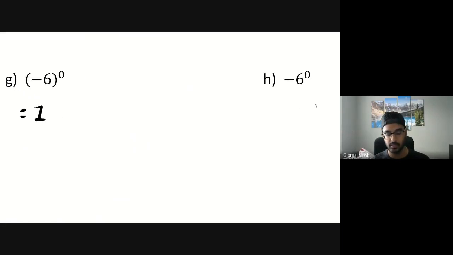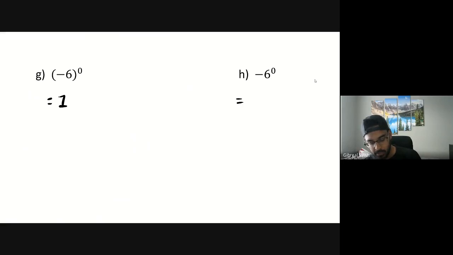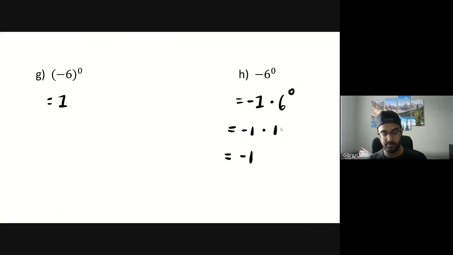But for H, we're going to see things change slightly. So now there's no brackets, still a -6, still to the power of 0. So if I rewrite this one a little bit differently, technically this is -1 multiplied with 6 to the power of 0. The brackets here, or the lack of brackets, I should say, means I can actually separate the negative from the 6. In example G, the brackets enclosed the negative and the 6, which meant they were combined and I couldn't separate them. Since I can separate them here, this actually means -1 multiplied with 1, because 6 to the power of 0 is 1. So this one actually simplifies to -1.